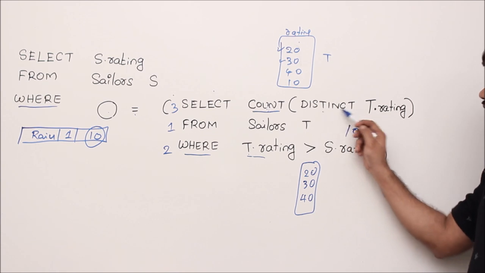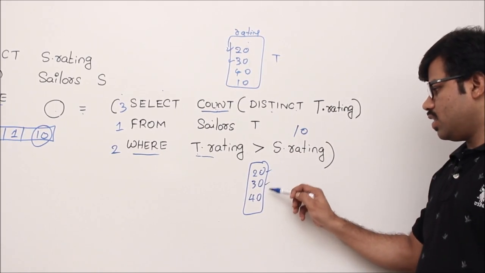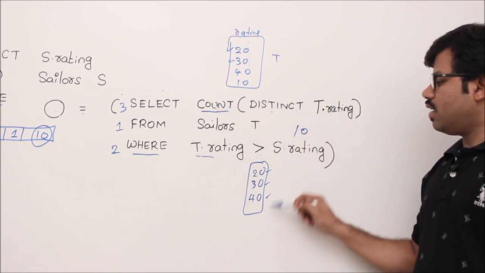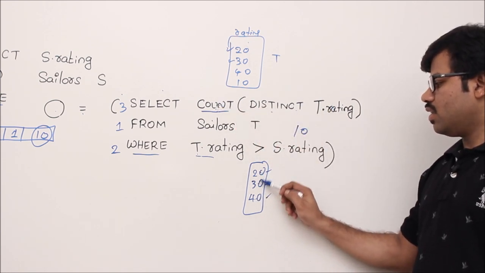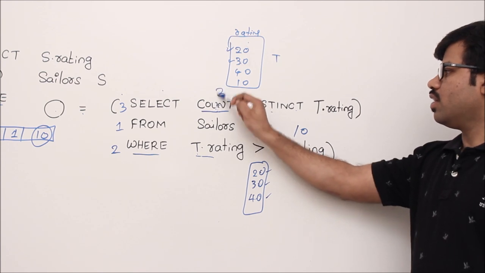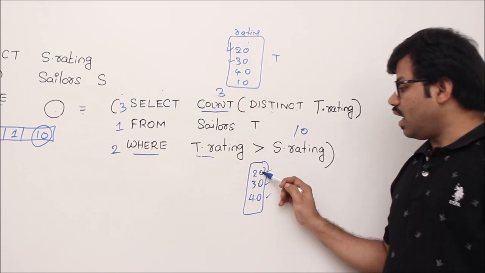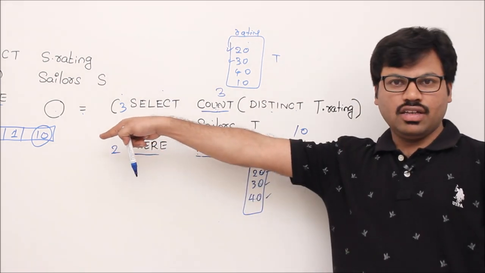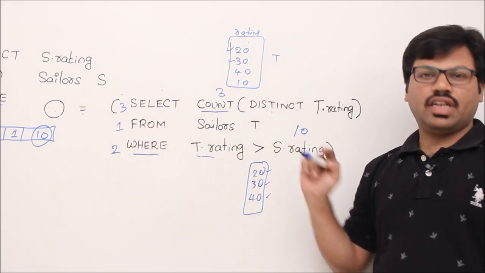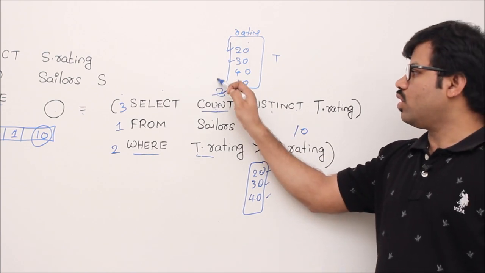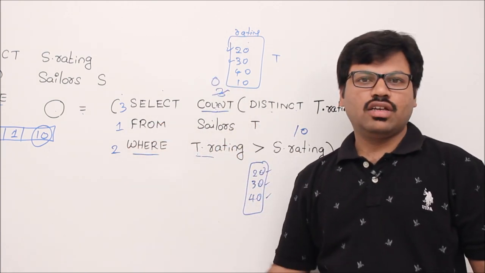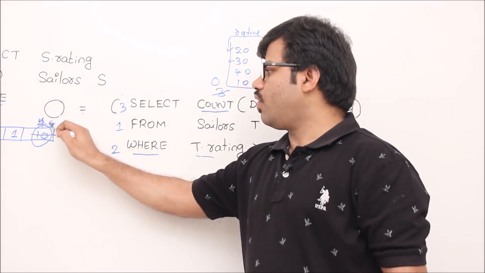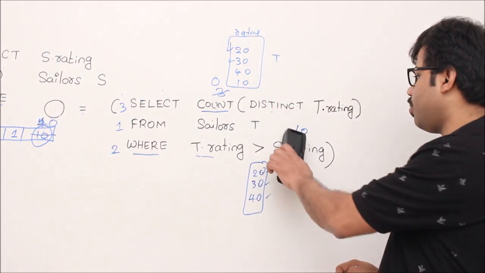After that, distinct T.ratings. All are distinct, correct? No duplicates. After that we are counting those T.ratings. How many are selected? 3. So here the count is 3. If there are 3 other ratings which are greater than Raju's rating, then this count will become 3. To get a 0 count, what should Raju's rating be? Raju's rating should be 50 or something, otherwise 40. If Raju's rating is 40, what happens?